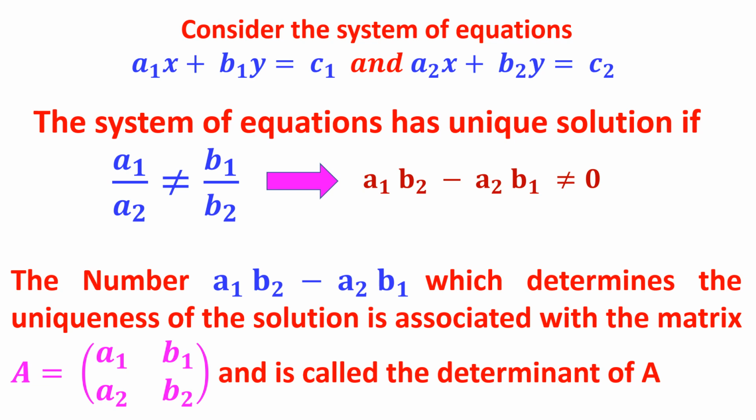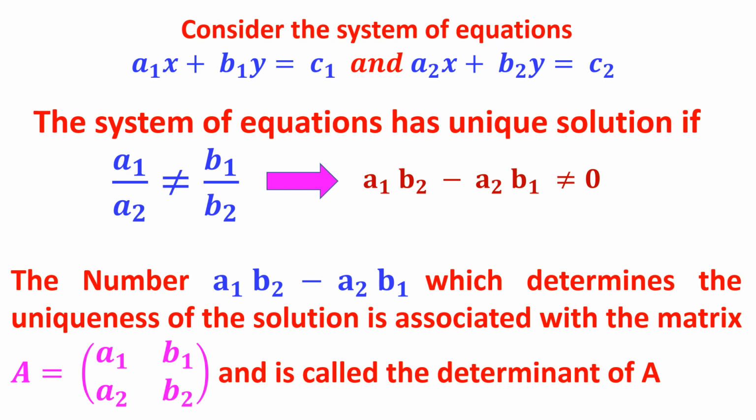Anyway, we are going to see in some more exercises, we are going to solve certain system of equations using matrices. There, the matrix which is formed by the coefficients of x and y may be a 2 cross 2 matrix if there are 2 equations. It will be a 3 cross 3 matrix if there are 3 equations in the system of 3 variables. Therefore, this number a1 b2 minus a2 b1, which determines the uniqueness of the solution.